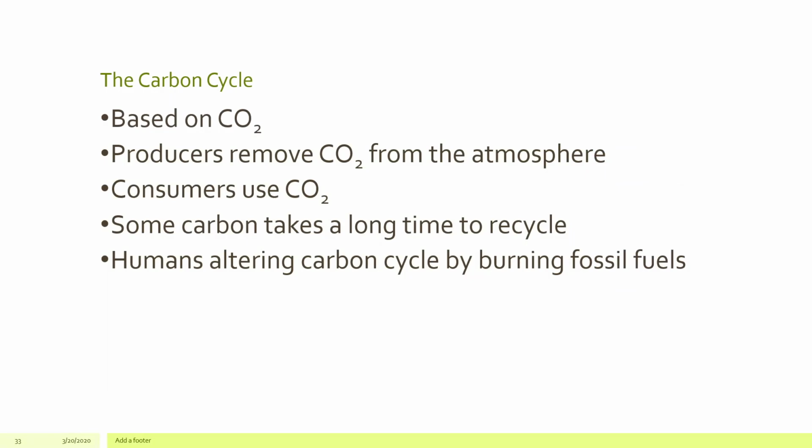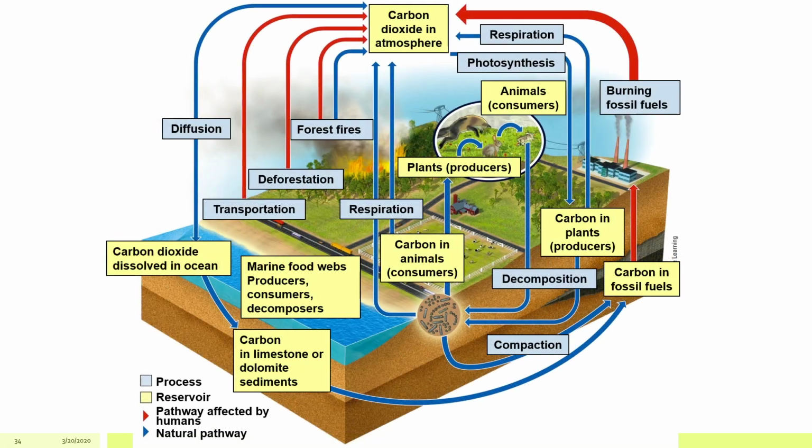Now, the carbon cycle is based mostly on CO2, carbon dioxide. For the most part, producers will remove CO2 from the atmosphere. Consumers use CO2. We release it. And some carbon takes a long time to recycle. What's important about this is how humans are altering this cycle, and we are, by burning fossil fuels and releasing more carbon into the atmosphere than normal.